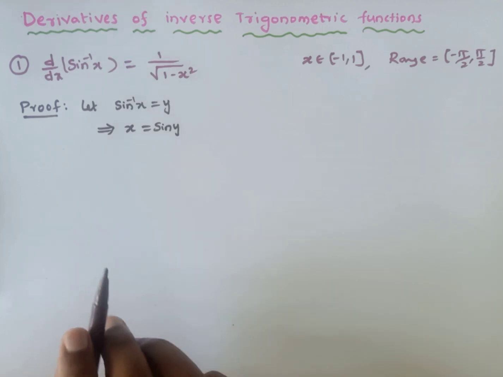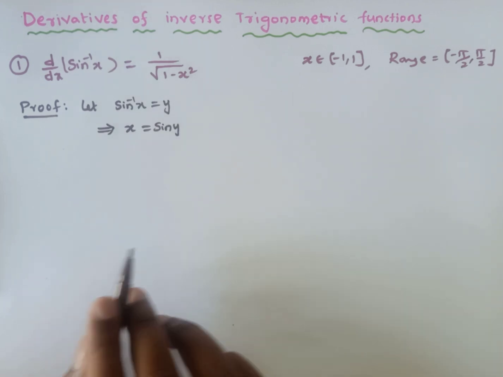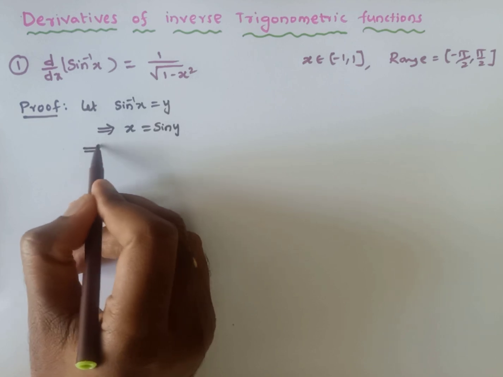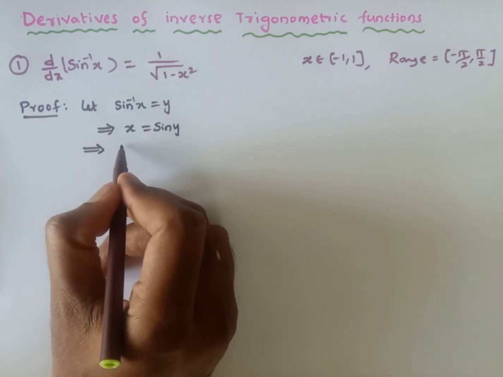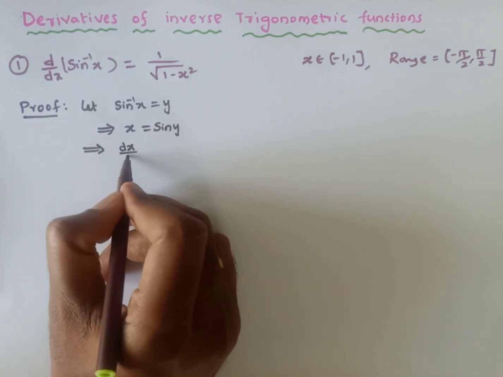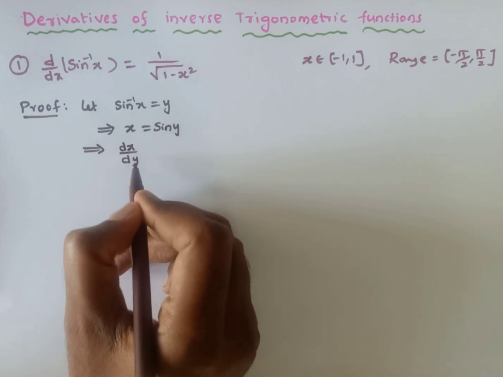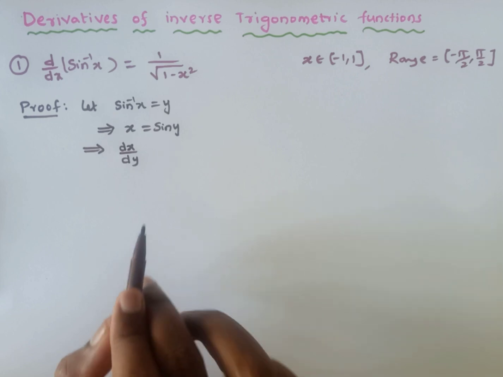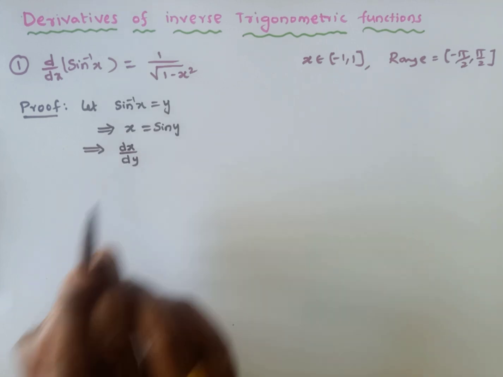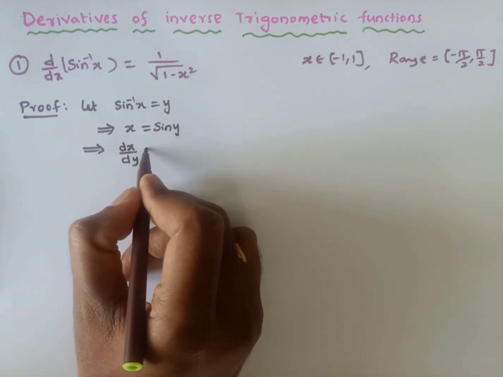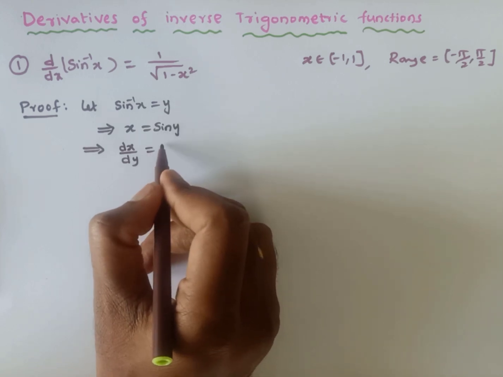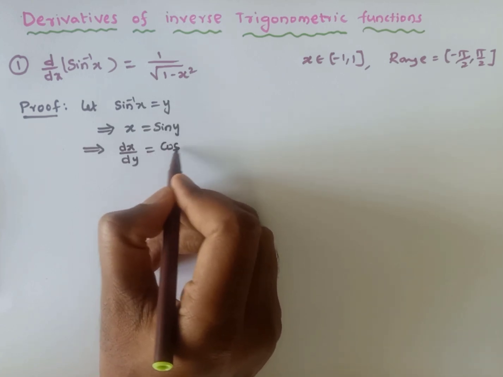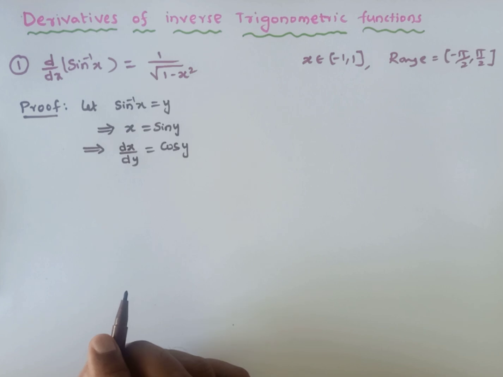Now apply the derivative on both sides with respect to y, so that we get dx by dy, the derivative of x with respect to y. Now the derivative of sin y with respect to y is cos y. So we have the dx by dy value as cos y.